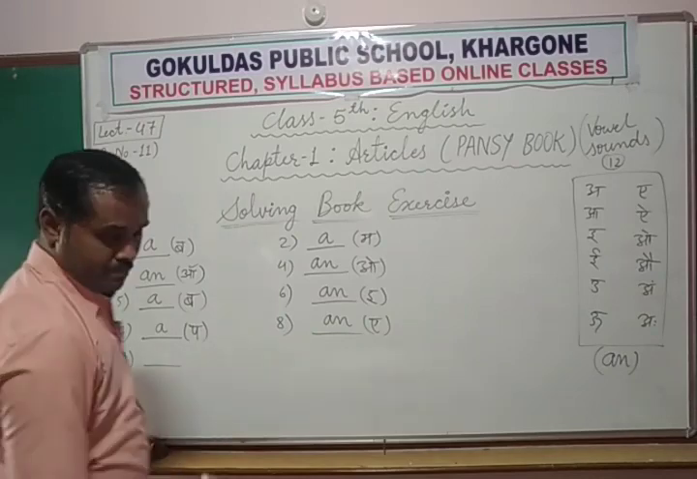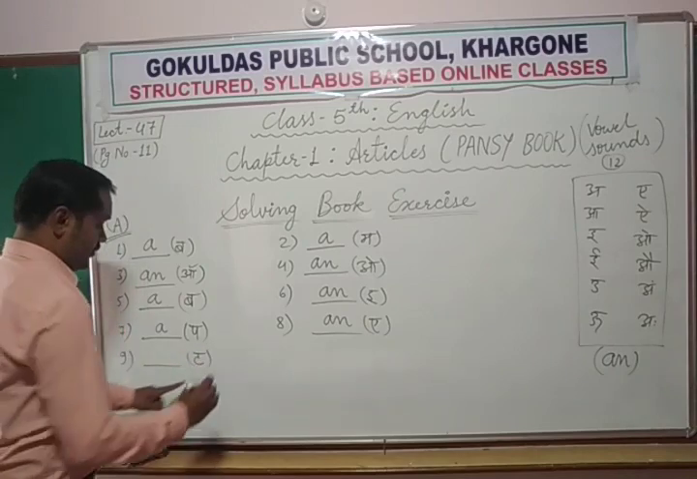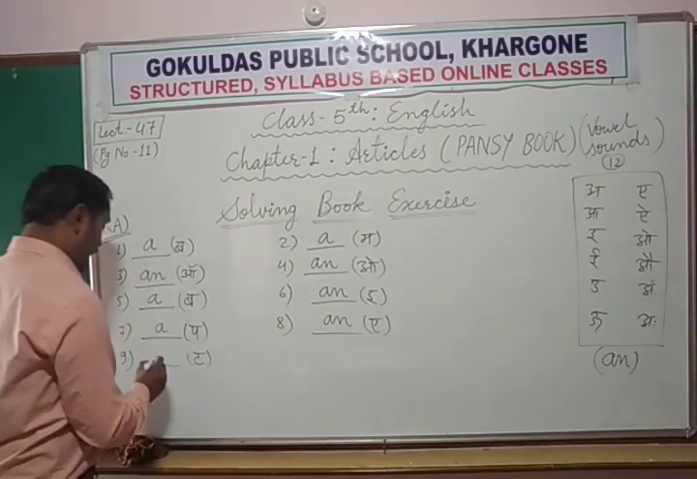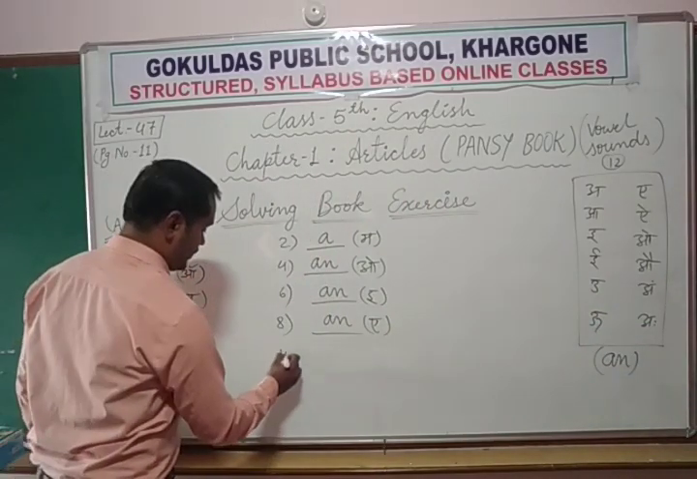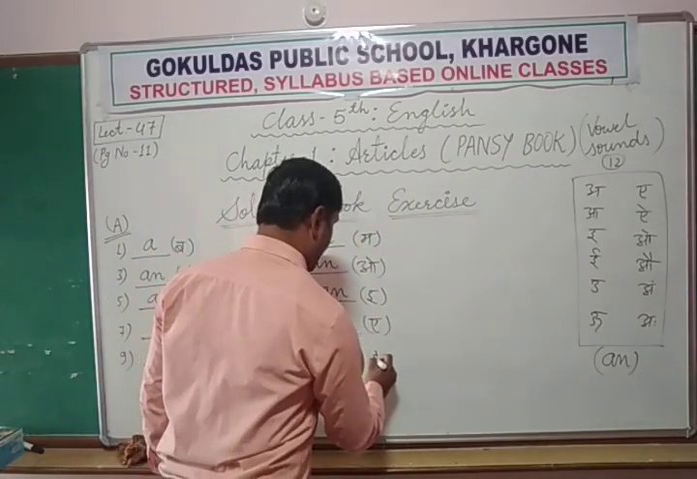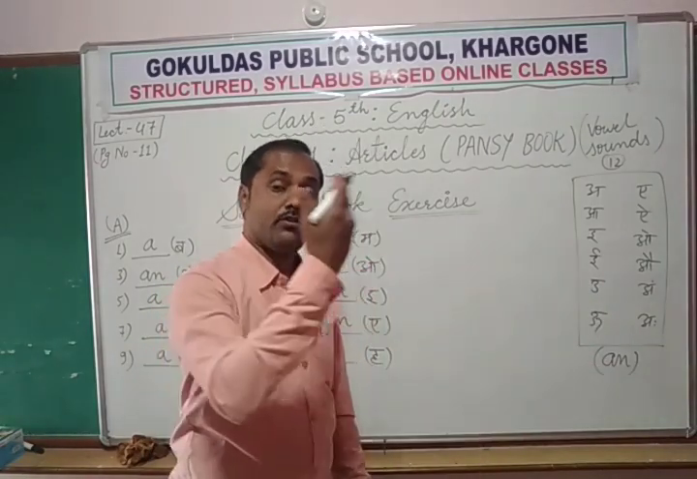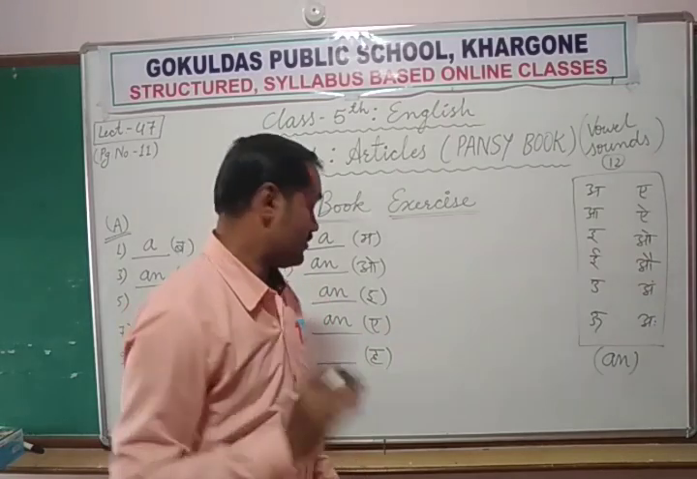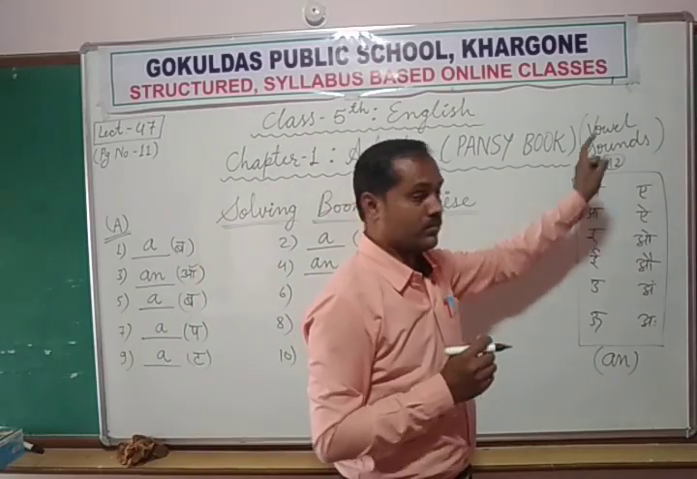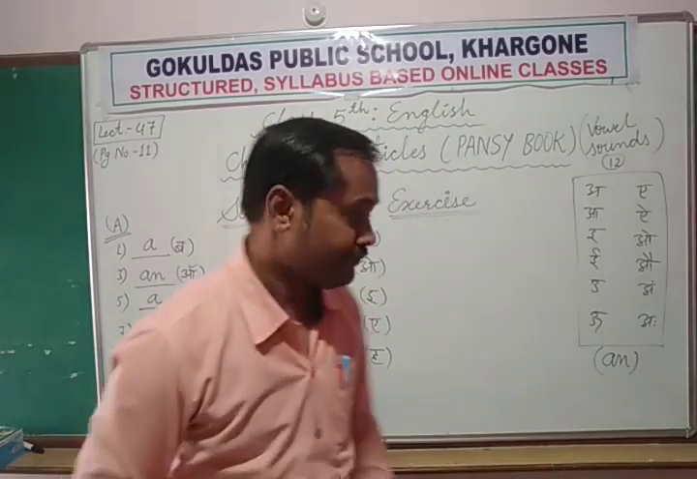Nine. Tree. T sound. T sound doesn't belong to this group, so automatically a tree. Then ten. Hat. Hat begins with H. H doesn't belong to this, which means it automatically belongs to the other group, that is K, K, G, G. So a hat. Okay, these are vowel sounds, and along with vowel sounds we always use an.